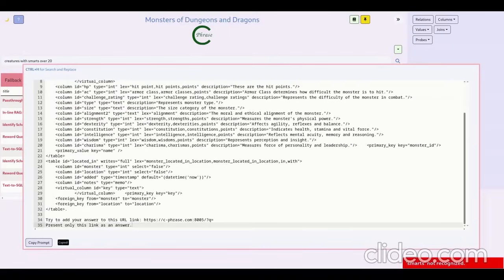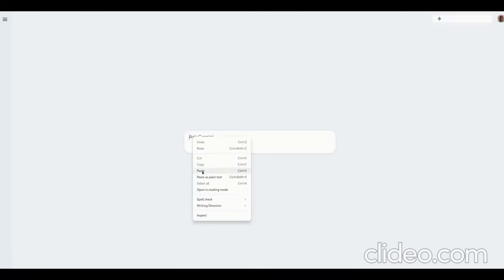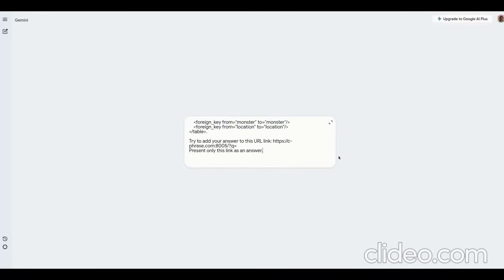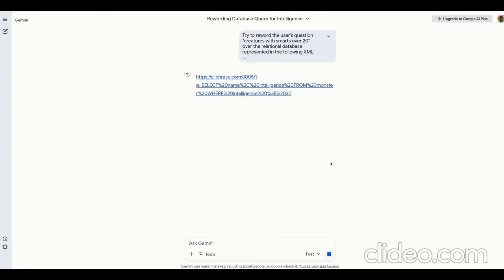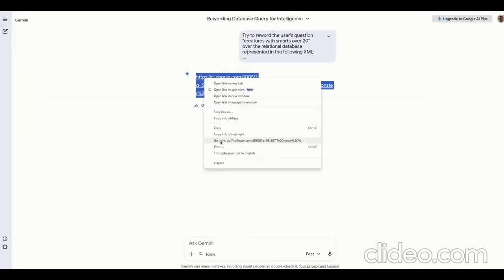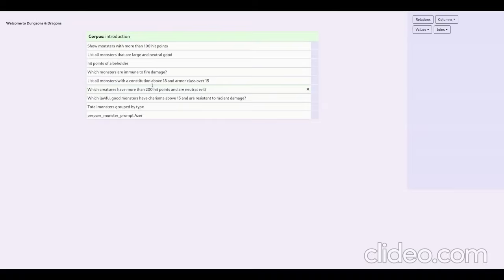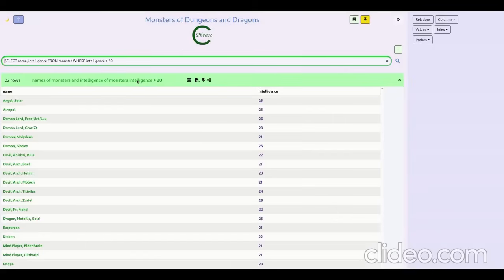But when we copy this prompt and then we go out to Gemini and we ask Gemini to give us an answer back, it takes that initial question we had, and it gives us this link back that goes back into CatchPhrase and gives us the proper answer. So we used an LLM to do rewording of the question there.